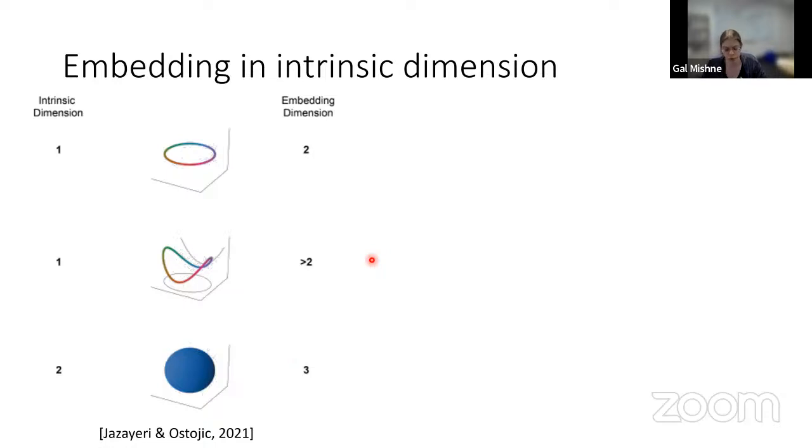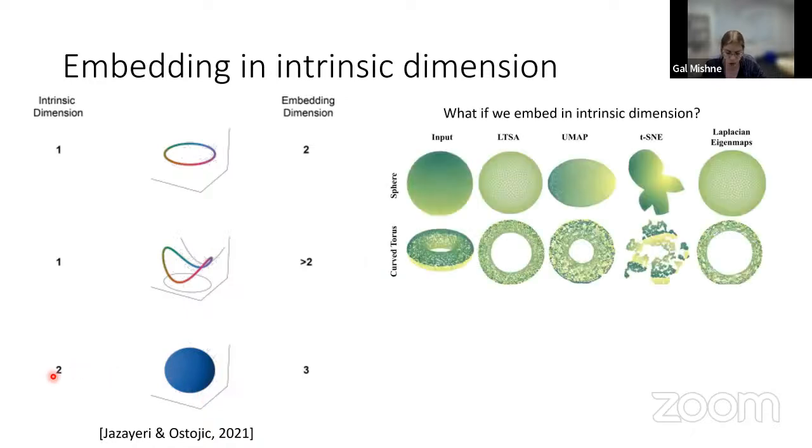What happens if you use common manifold learning techniques and try to embed, for example, a sphere or a torus in their intrinsic dimension, which is 2? So what will happen using, for example, LTSA or UMAP or Laplacian eigenmap is that when you embed it in its intrinsic dimension, the embedding technique will collapse the geometry on itself. We'll talk about t-SNE a bit later, what happens with t-SNE. And this incurs a lot of distortion in the embedding.